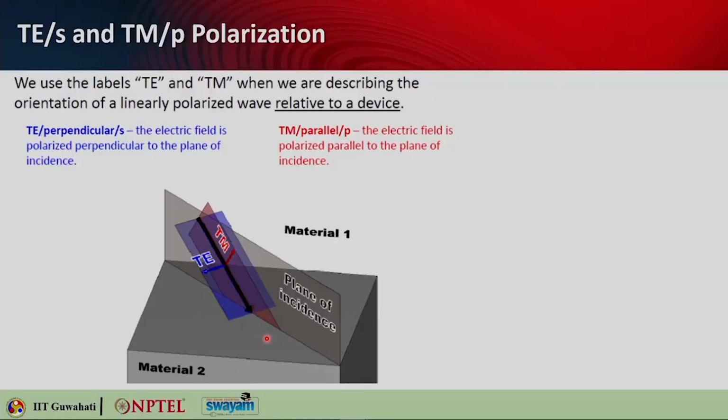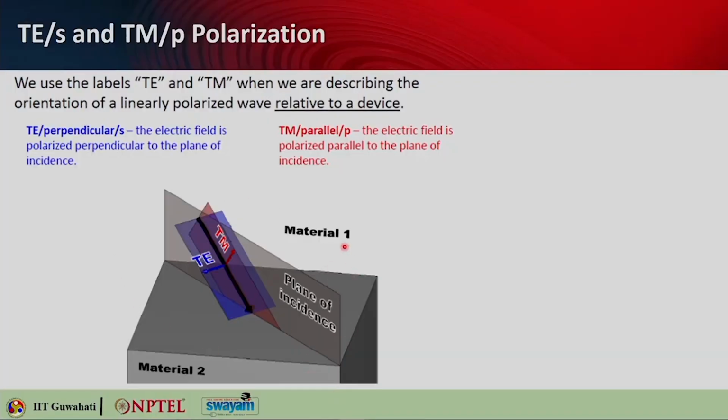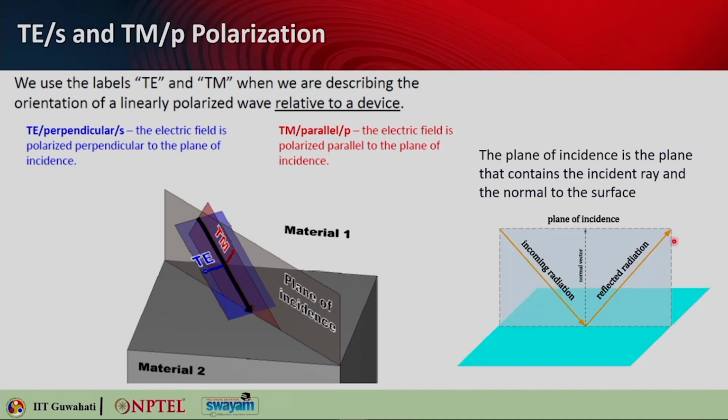Now let us move on to the concept of TE and TM polarization. In the previous lecture we have seen that TE polarization is also called S polarization, S standing for senkrecht. It means we will see that in such cases where you have two different materials, material 1 and material 2, and this is the interface or boundary, there is an incident ray, there will be a reflected ray, something like this, and there is a normal to the surface.